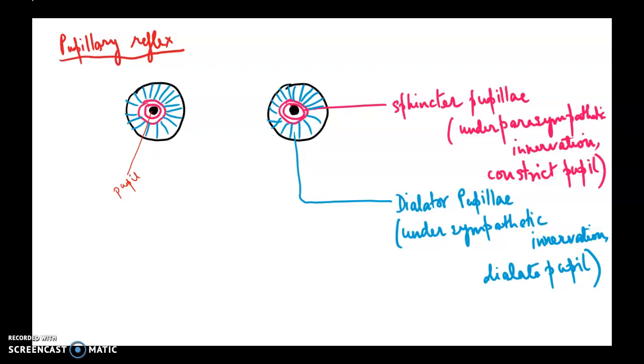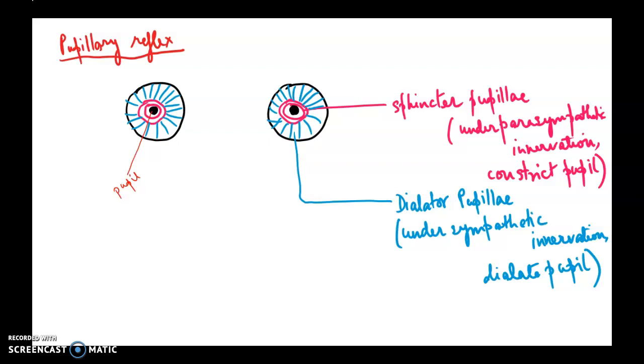Remember, the sphincter pupillae is under parasympathetic innervation, and when the sphincter pupillae muscles are stimulated by the parasympathetic nervous system, it helps to constrict the pupil.